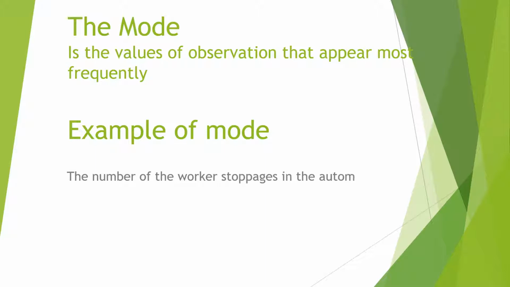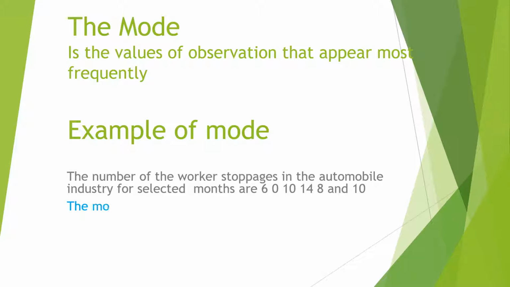The number of worker stoppages in the automobile industry for selected months are 6, 0, 10, 14, 8, and 10. In this case, which number is appearing more than one time? Here we have 10 and 10. So 10 becomes our mode.